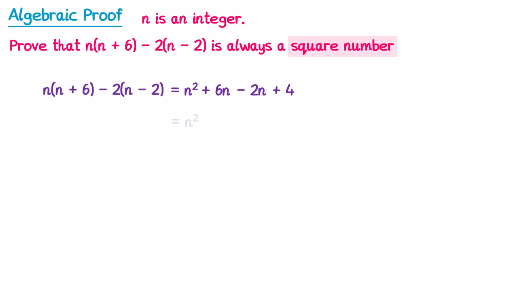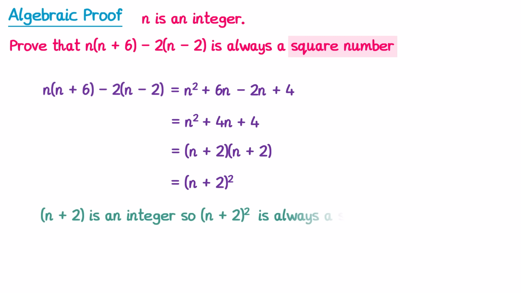If we simplify this, we have n squared, and then we have 6n take 2n, which is 4n, and then plus 4. Now at this point, it's not immediately obvious why this is a square number, but we could factorize this. It would be n plus 2, n plus 2. But n plus 2 times n plus 2 is the same as n plus 2 squared, since it's n plus 2 multiplied by itself. We've now shown that this is a square number because n plus 2 must be an integer, and when you multiply that by itself, you'll end up with a square number. So we can finish this proof by writing n plus 2 as an integer, so n plus 2 squared is always a square number.